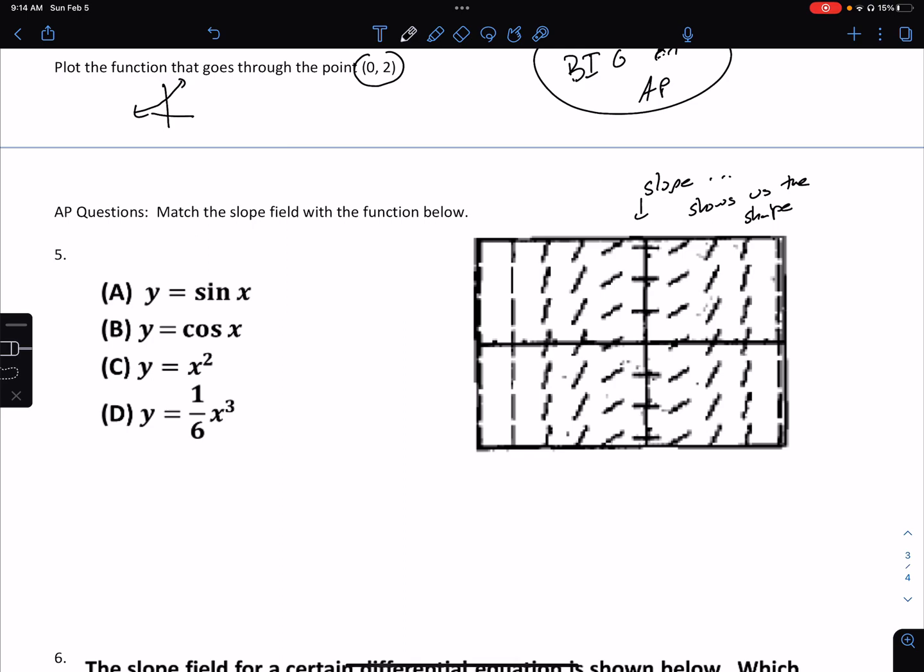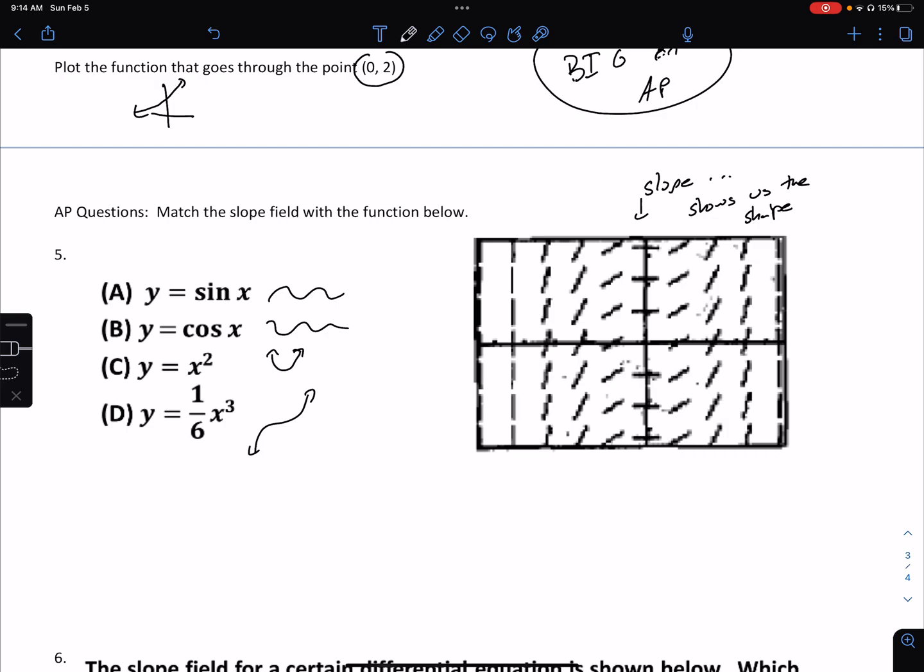So if I want to find out which one this is, I have a choice. Does that look like a sine curve? Does it look like a cosine curve? Does it look like a parabola, or does it look like a cubic function? And we know what these look like. Well, what does sine look like? It's wavy gravy. Cosine, also wavy gravy. X squared looks like a parabola. Well, that is a parabola, right? And x cubed, it kind of looks like this.